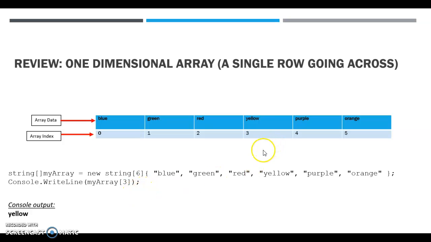Now, let's say I want to print out the word yellow. I know that yellow is in my 4th element, which happens to have the index of 3. Remember, we start counting at 0. So if I do a console write line statement with the array name followed by square brackets containing the index 3, it's going to get me yellow. That's pretty straightforward. We're used to that.